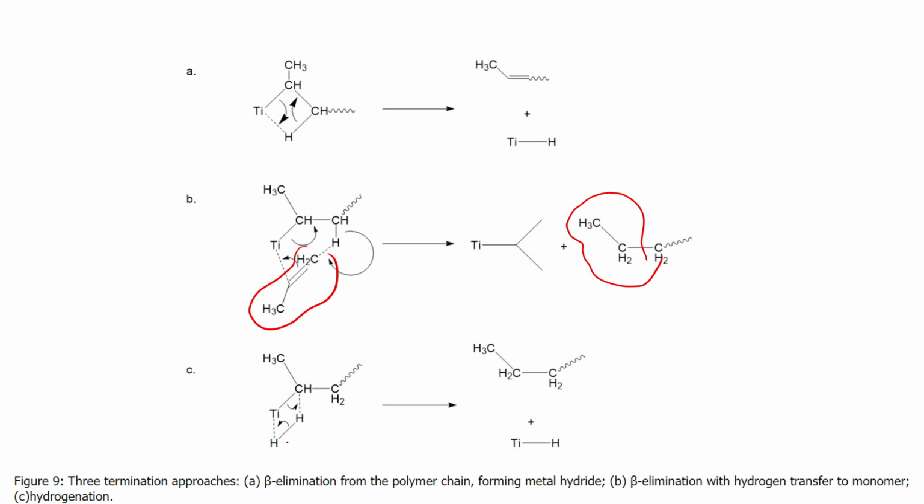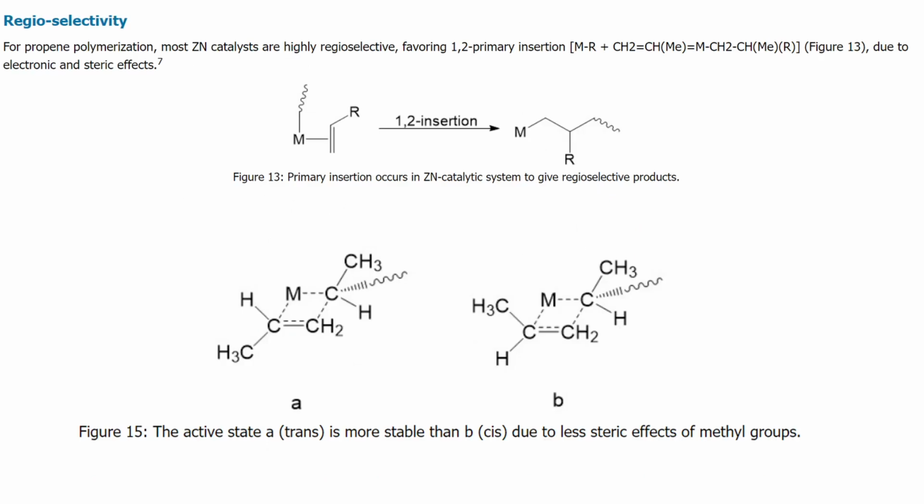And lastly, this is another way. So if you do that hydrogenation, that hydrogen can also react with this, and this titanium-carbon bond can be broken. And this is another way to terminate your polymer formation.